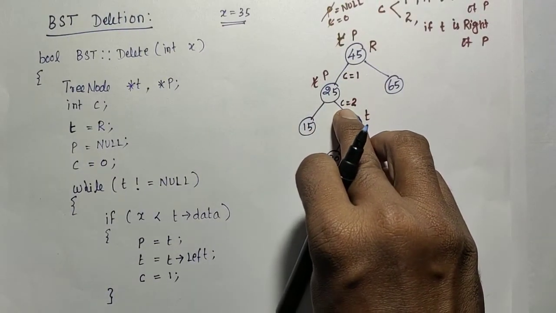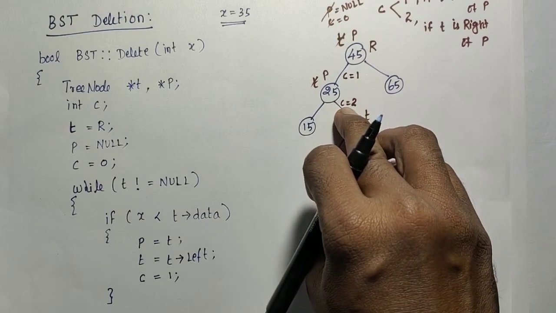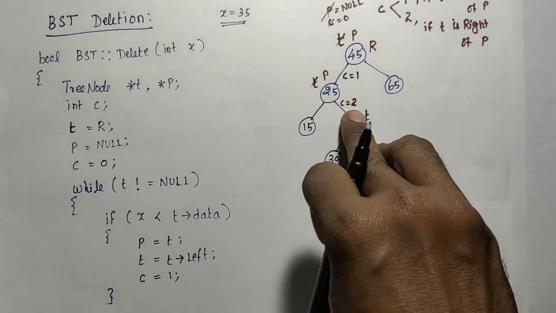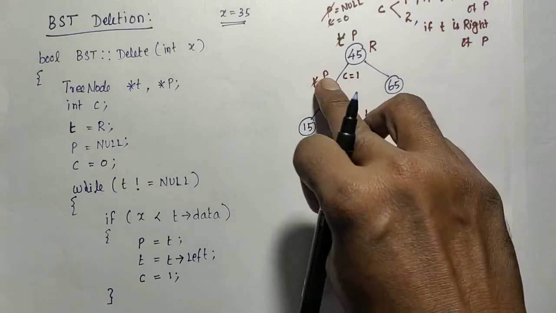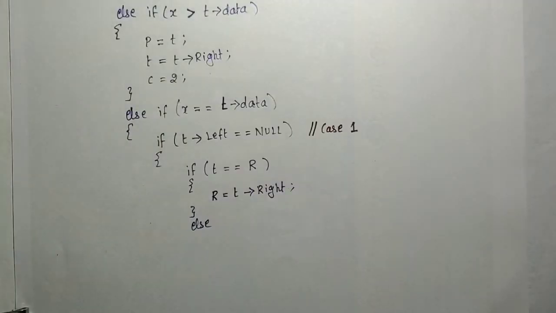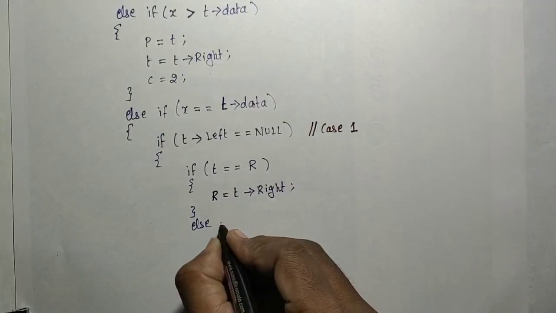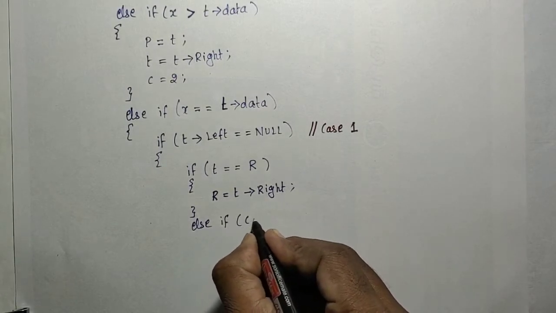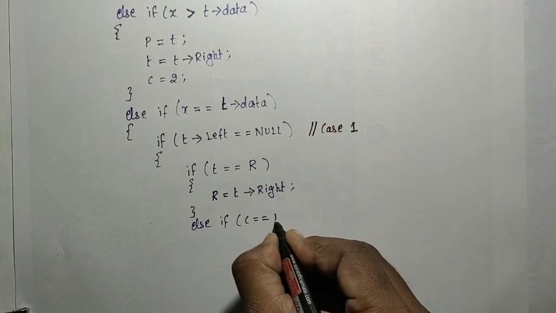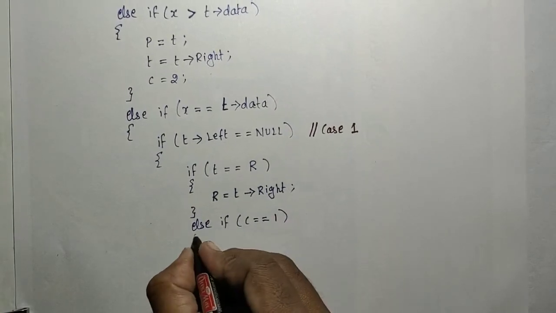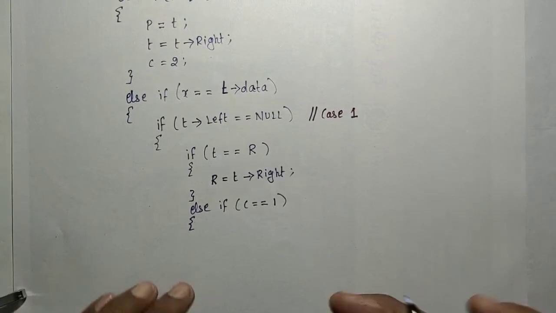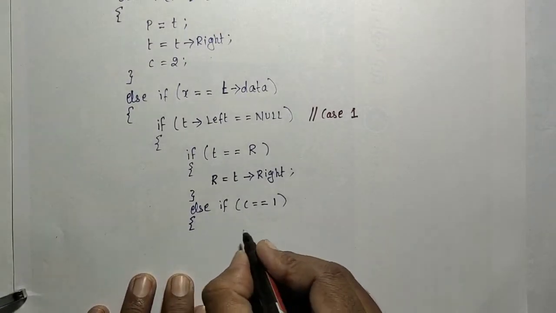This variable c. C equal to 2 means the current t is the right of the current p. C equal to 1 means the current t is the left of the current p. So like that we need to check again. Else if t is left of the p, it means that c equal to 1, it means left.